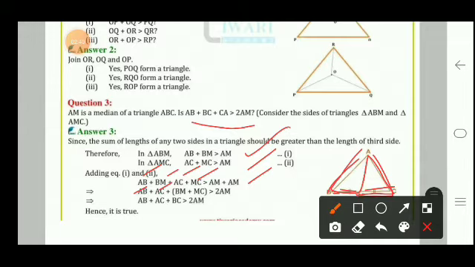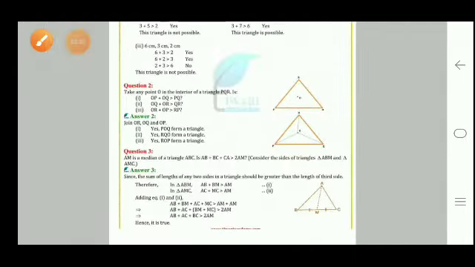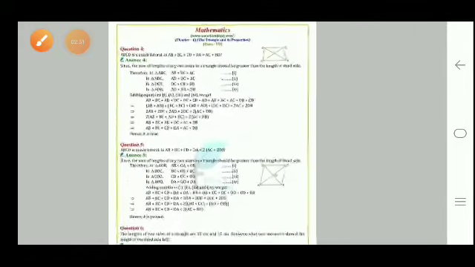Now BM plus MC will become BC, and AM plus AM is twice AM. So we have AB plus AC plus BC is greater than 2AM. Hence it is true. Now we have question number 4.